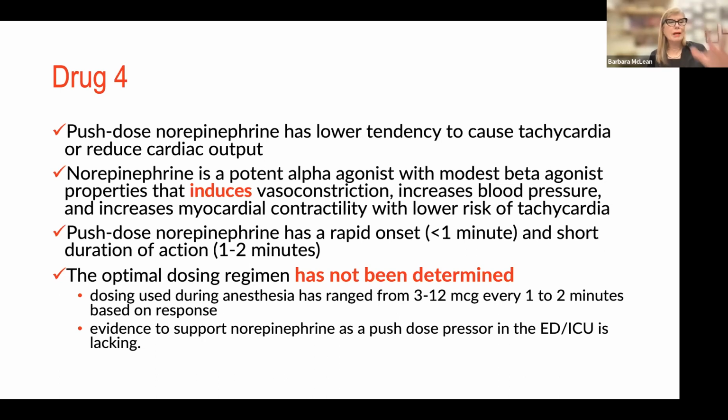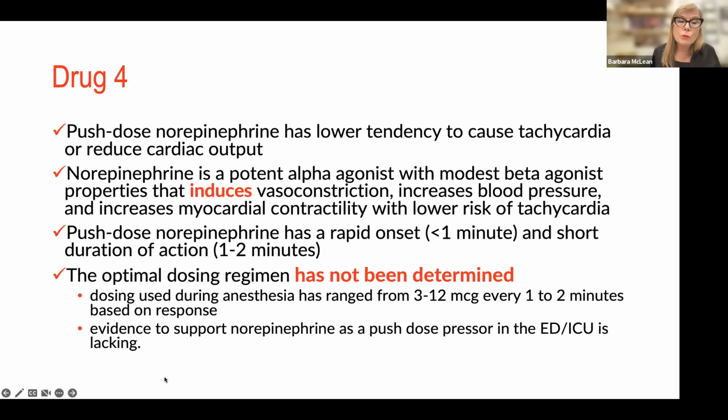This is the one that I think most of us are most interested in, and that's norepinephrine. Has a much lower tendency to cause tachycardia or reduce the cardiac output at these lower doses. It's very potent alpha, very modest beta, induces vasoconstriction, brings that blood pressure up, and a mild increase in contractility without a significant increase in heart rate. Has a really rapid onset and a short duration of action. So if it was a mistake, it's going to be gone really fast.